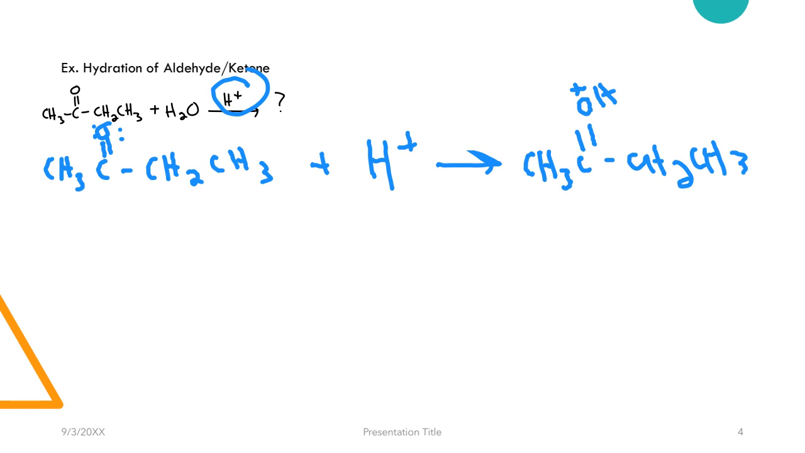Which makes this a strong electrophile now. So now we can react with water. So a lone pair of electrons from oxygen will attack the electrophilic carbon, which breaks that carbon-oxygen double bond, and those bonding electrons go to neutralize that positive charge.